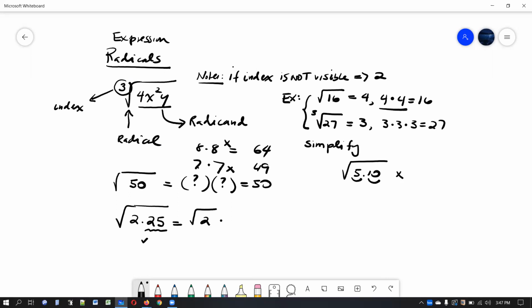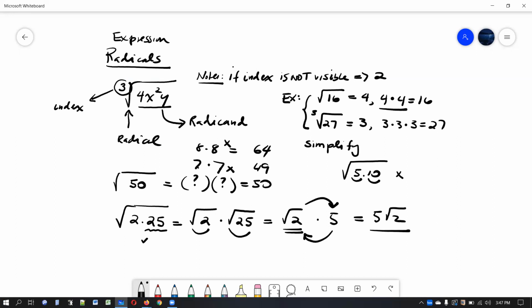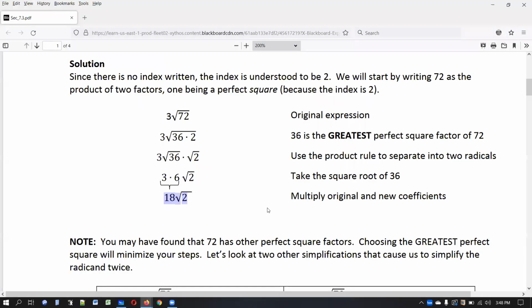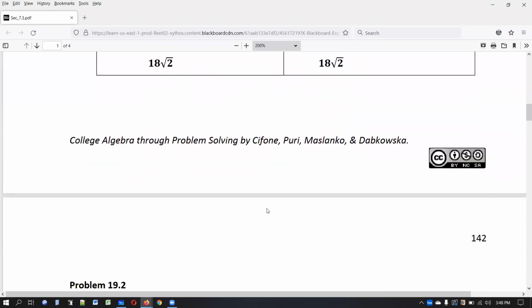Now I will break into radical 2, radical 25. Cannot do anything here, but this I know is 5. So I have radical 2 times 5. And as your final answer, you always leave the radical last. So you're going to write this last, and you're going to write this first. So here is the final answer for this problem right here. So this is what we have to do in this section. This is called simplification, a little bit more advanced simplification than the ones we saw in the first section.